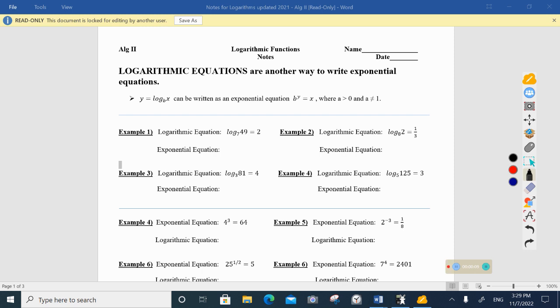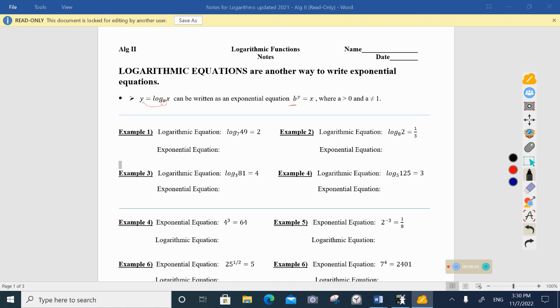Today I'm going to be teaching about logarithmic functions. A logarithmic equation is just another way to write an exponential equation. So right up here where it says y equals log base b of x, it can be written as an exponential where you take the base that's on the log, and you raise it to the opposite power to equal what's inside of the log. So the base on the log becomes your base on your power, so b to the y power equals x.